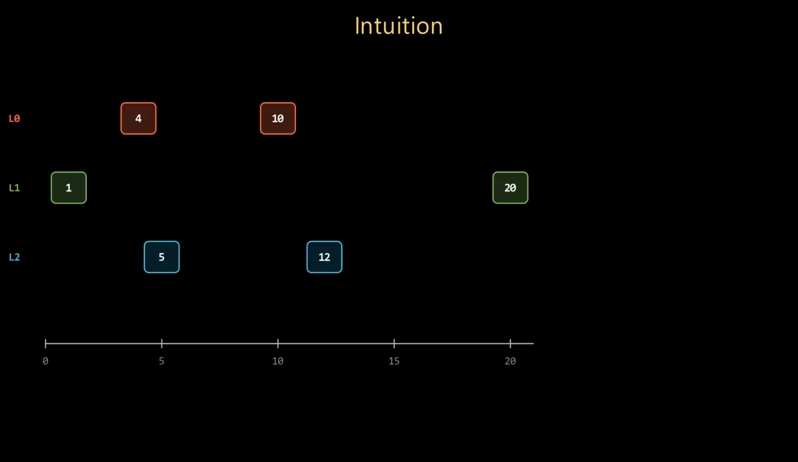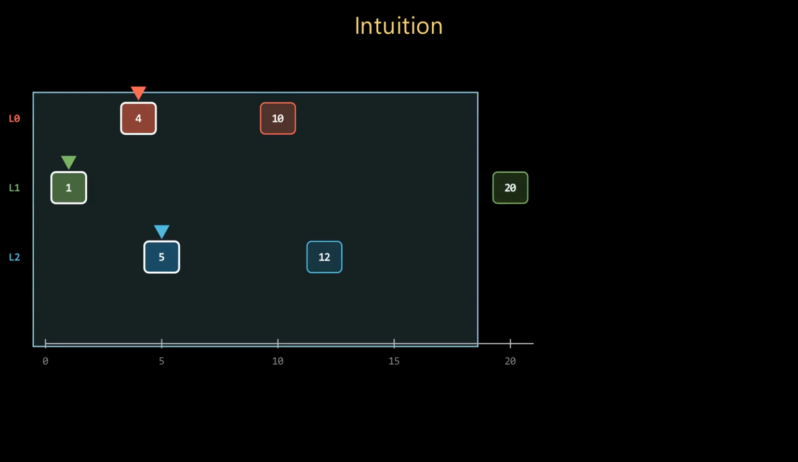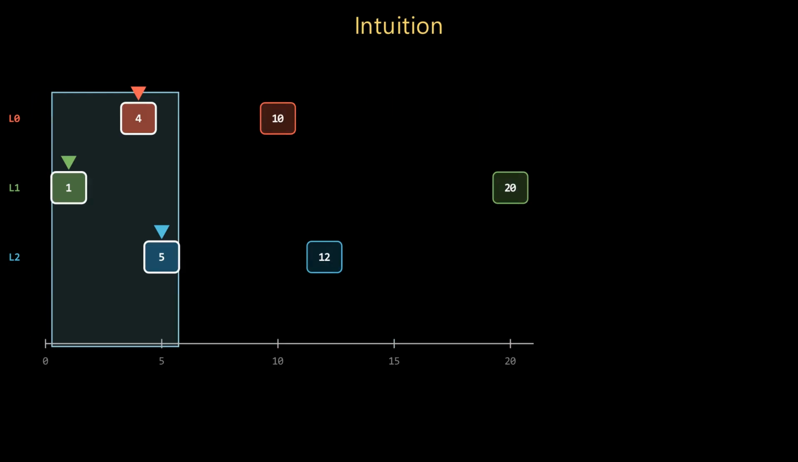Let's bring order to this race. Because the lists are already sorted, we start by placing a tracking pointer at the absolute beginning of every single list. Right now, our pointers are resting on 4, 1, and 5. This gives us our very first valid baseline window. It stretches from our current minimum of 1 to our current maximum of 5.